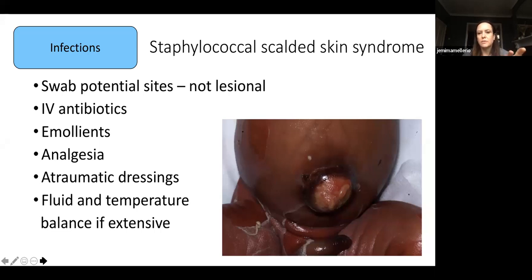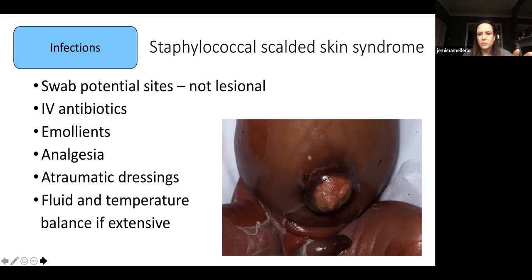Now the significance of that is that if you were to swab a site that's affected, like for example, the groin crease in that first case, you wouldn't expect to identify the causative bacteria there. It could be somewhere else. Now, in this case, we can see here that it's likely to be the umbilical stump, but often it's not obvious. So you need to swab the conjunctiva, the baby's throat. You might need in a neonate to swab the mother to try and identify the bacterium, but it's not in lesional sites because it's a systemic toxin.